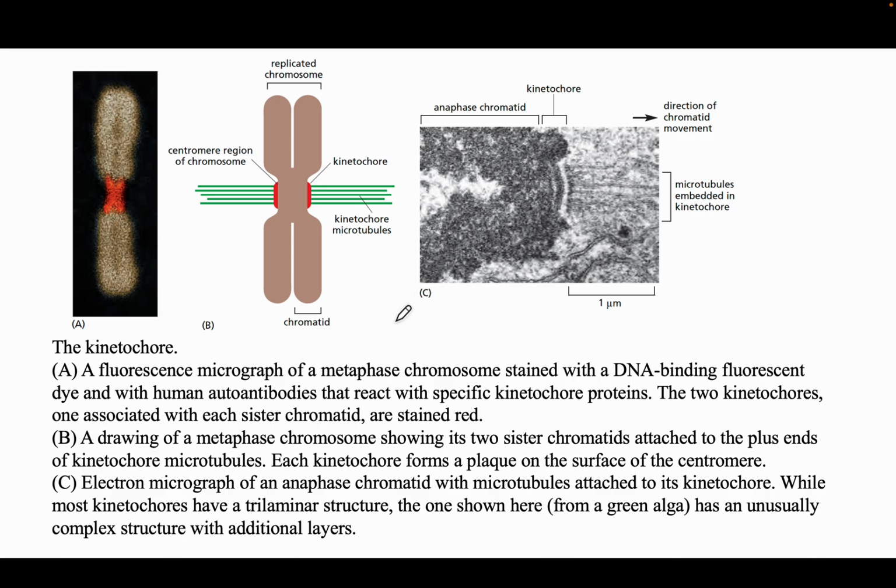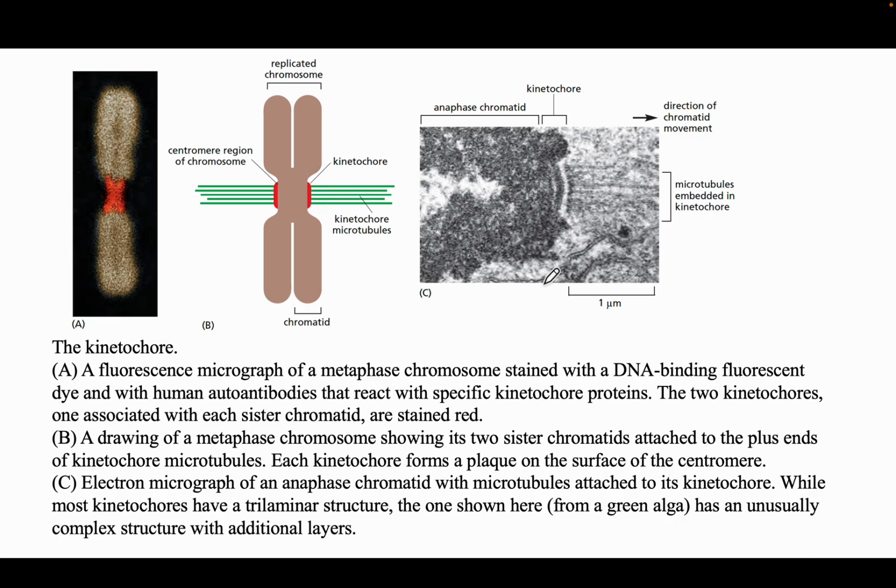So now we are talking about the kinetochore. How does a kinetochore look and what is a kinetochore? In this fluorescence micrograph, you can see a metaphase chromosome stained with a DNA binding fluorescent dye and with human autoantibodies which react with kinetochore proteins. The two kinetochores, one associated with each sister chromatid, are stained red. B is a drawing of a metaphase chromosome showing its two sister chromatids attached to the plus ends of kinetochore microtubules. Each kinetochore forms a plaque on the surface of the centromere.